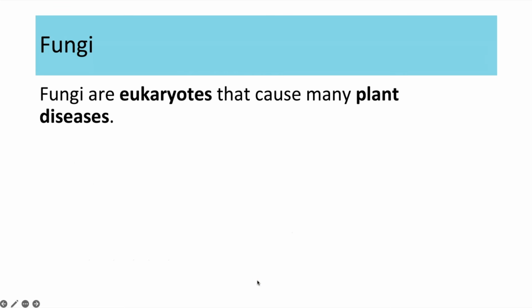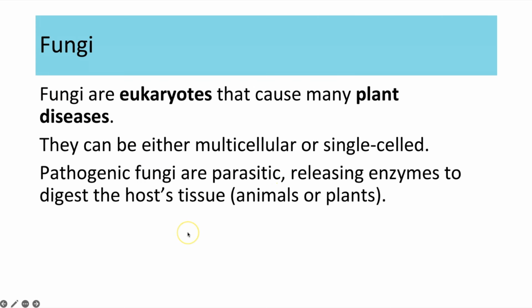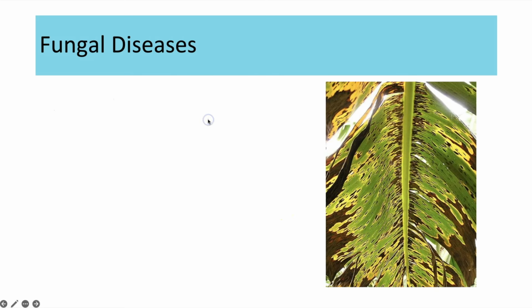Fungi are our next example, and these are eukaryotic organisms that can cause plant diseases. They can either be multicellular fungi or single-cell fungi. Pathogenic fungi are parasitic, and they release enzymes which digest the host tissues. And that could be animals or plants, it's just that many of them cause plant diseases.